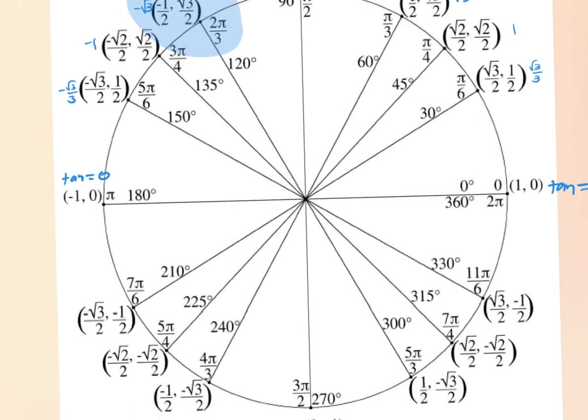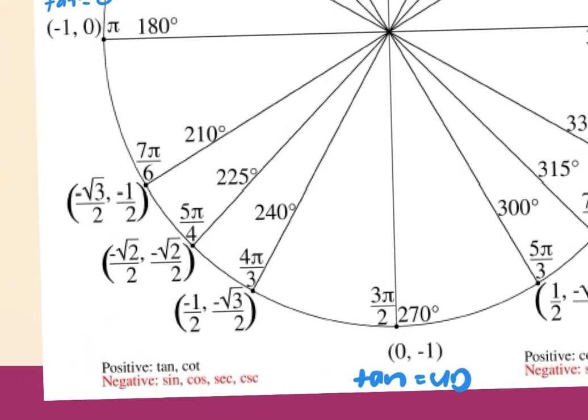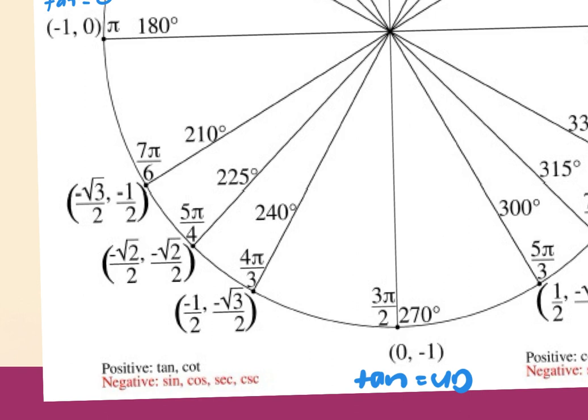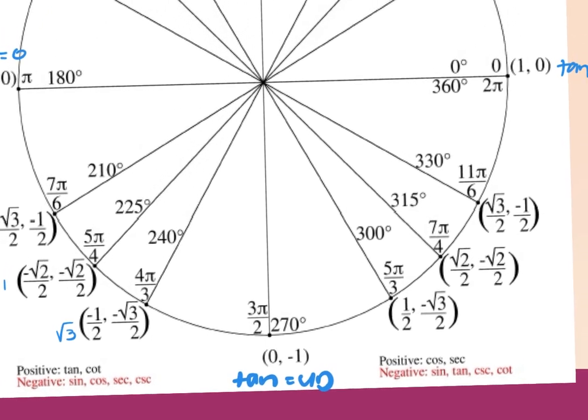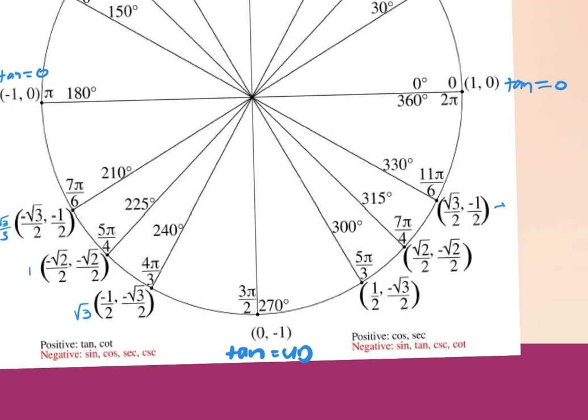And in the bottom left, in the third quadrant, both your x and your y are negative, which would make your sine, cosine, secant, and cosecant negative, but your tangent and cotangent positive. This would be a positive root 3 over 3, a positive 1, and a positive root 3. And in the fourth quadrant, your x is positive, your y is negative, so your cosine and your secant are positive, and everything else is negative. This would be a negative root 3 over 3, a negative 1, and a negative root 3.